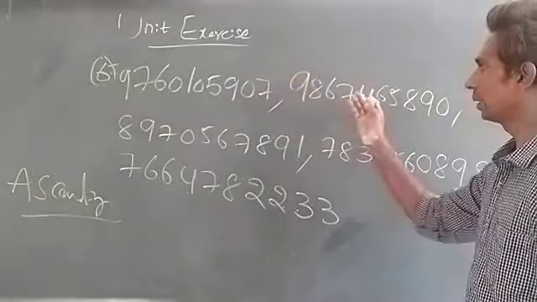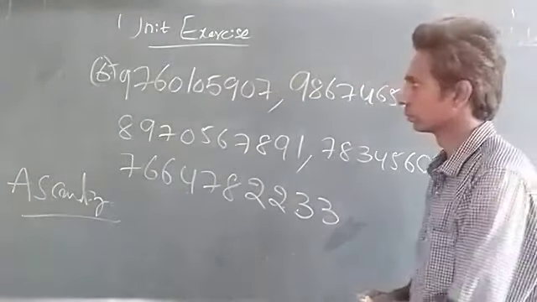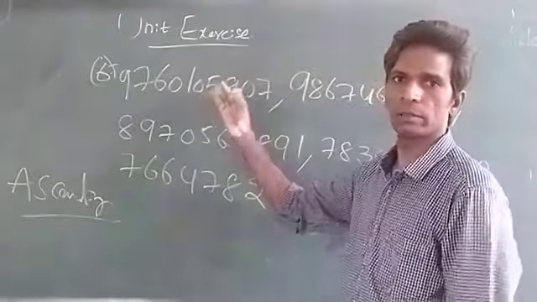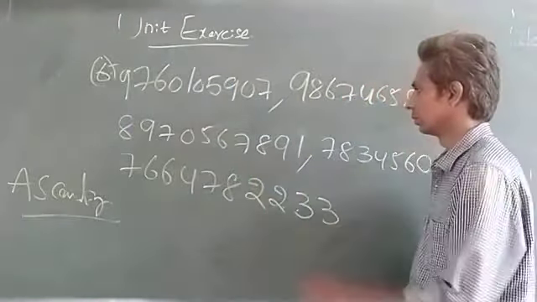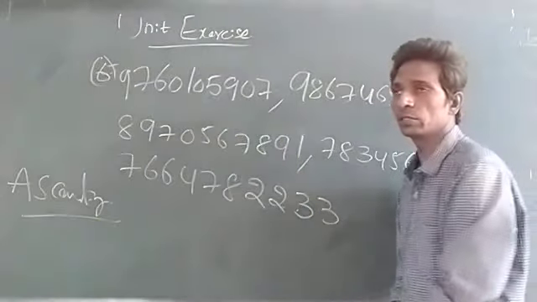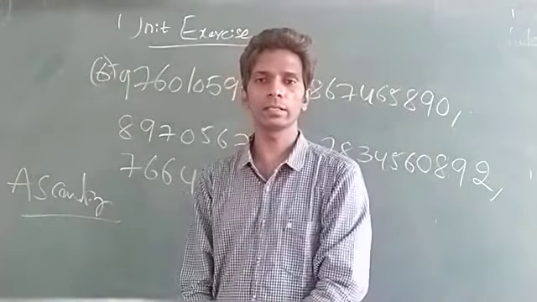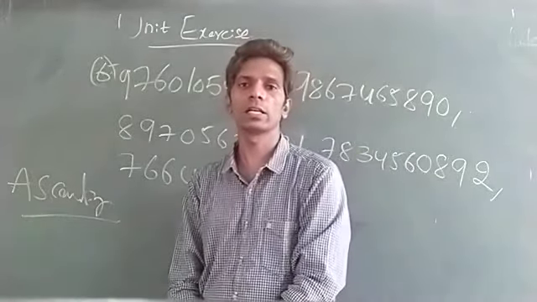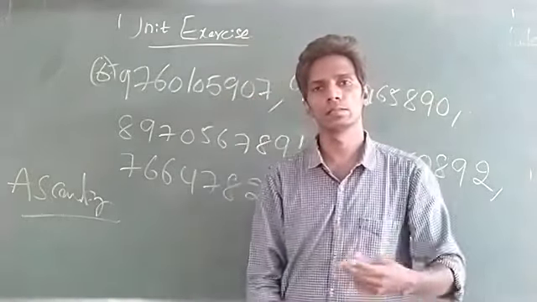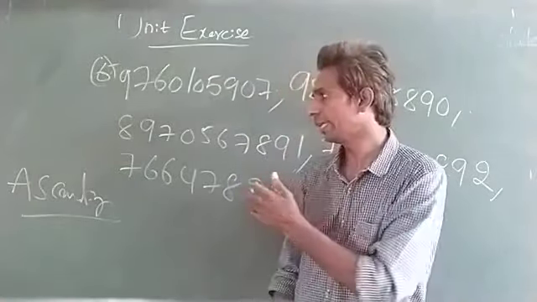So what is the big number? So these two are big numbers only, no? So ascending order means you want to write down big to small or small to big? Small to big. Ascending order means increasing order. So small to big. So I am taking the small number.